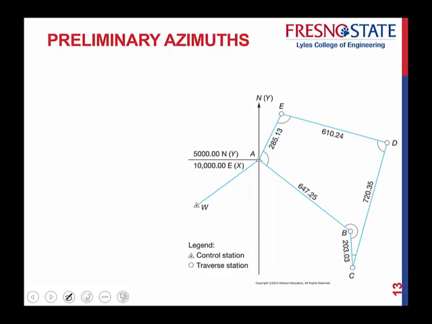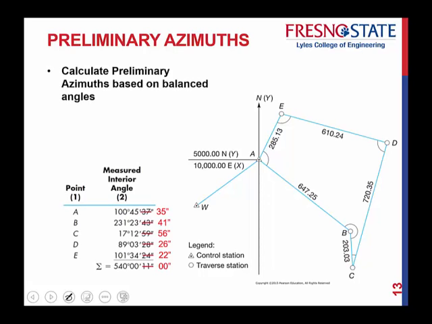So here is your traverse again. A, B, C, D, E, back to A. So we need to calculate the preliminary azimuths based upon the balanced angles. All right, we just balanced them. So here's where the measured interior angles were. These are now the balanced angles, based upon an average correction for each. Everyone had a 2 second, 2 second, a 3, a 2, and a 2 second correction. That allows me to get back down to 540 degrees exact.